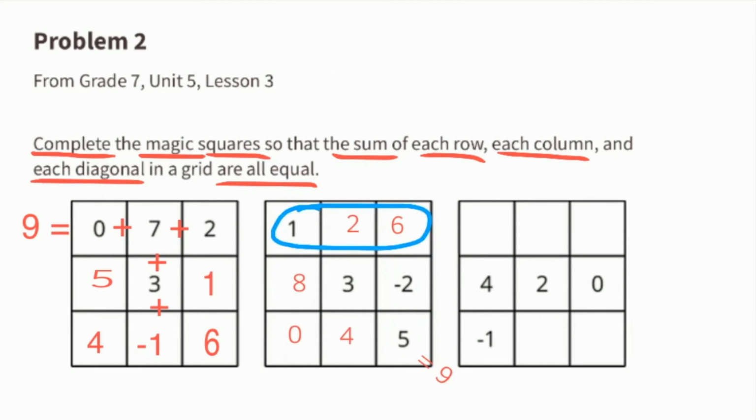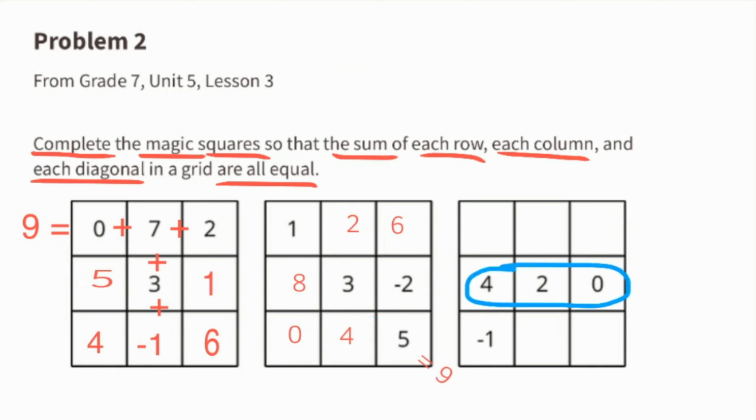Across the top, 1 plus 2 plus 6, that equals 9. Vertically, 2 plus 3 plus 4, that equals 9. Diagonally, 0 plus 3 plus 6, that equals 9. Across the bottom, 0 plus 4 plus 5, that equals 9. Let's move over to the next grid.